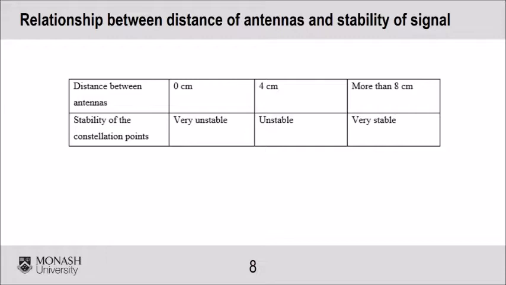This project also manages to study the relationship between the distance of antennas and the stability of the signal. As we can see, if the antennas are touching each other, the signal will be very unstable, and the stability increases when we increase the distance between the antenna at the transmitter side and the receiver side.